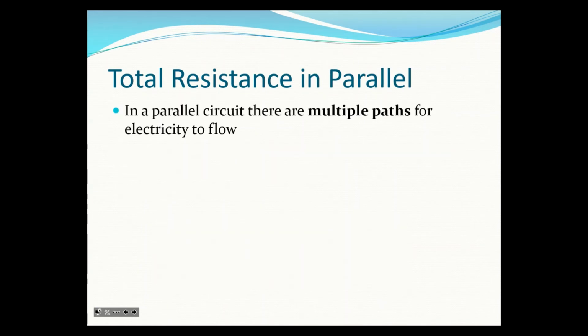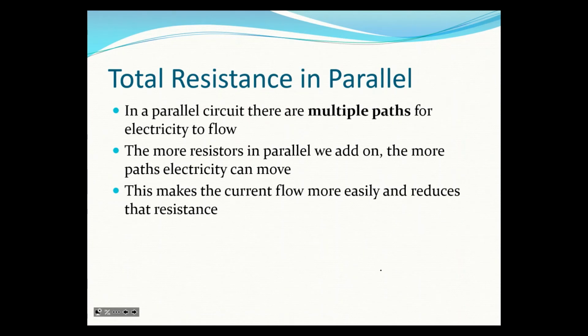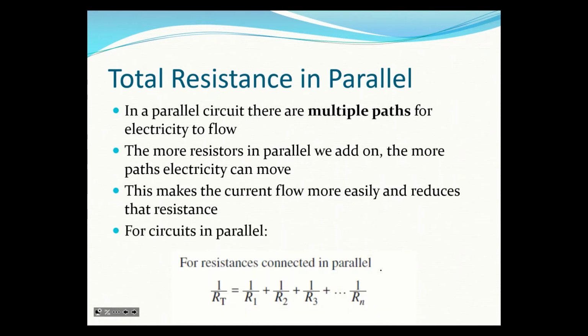If we're doing it in parallel, there are multiple paths, and like I said, the more resistors in parallel we add on, the more paths electricity can move. This makes the current flow more easily and actually reduces the resistance. To calculate total resistance in parallel, we have to use this formula, which is a little bit more complicated. We'll do an example. All these formulas that I showed you can be found in your data book.